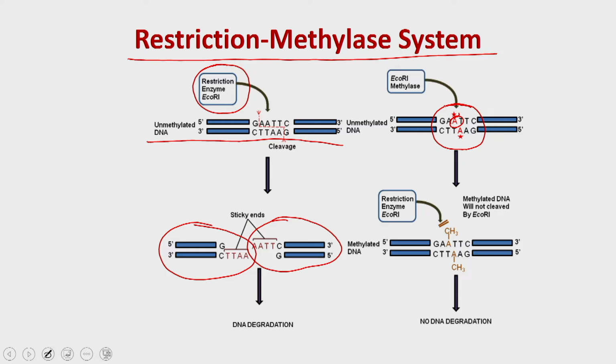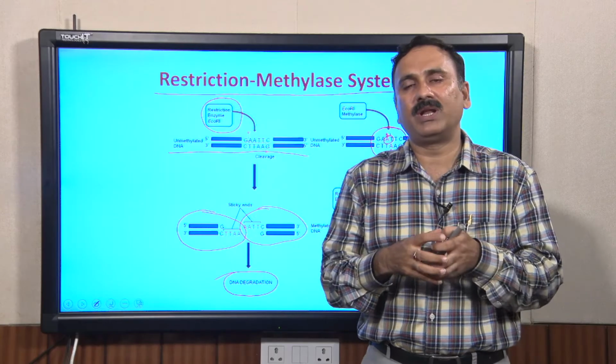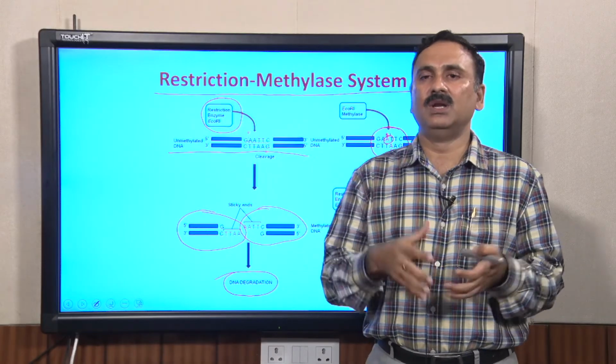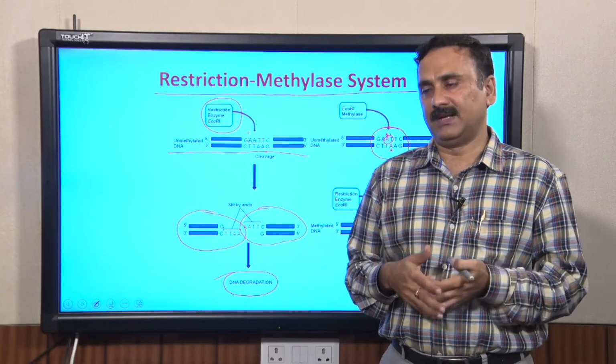make the closed complex, because the methylation is present on the adenine group, and because of that the methylated DNA is not going to be cleaved by EcoR1. That is how there will be no DNA degradation, and there will be DNA degradation if there is no methylation. So, it is a kind of protection mechanism that exists within prokaryotic cells.